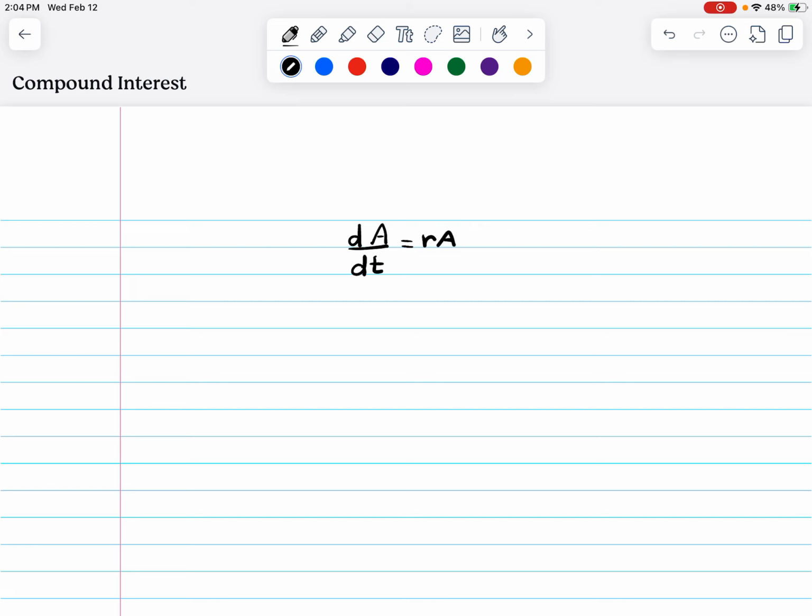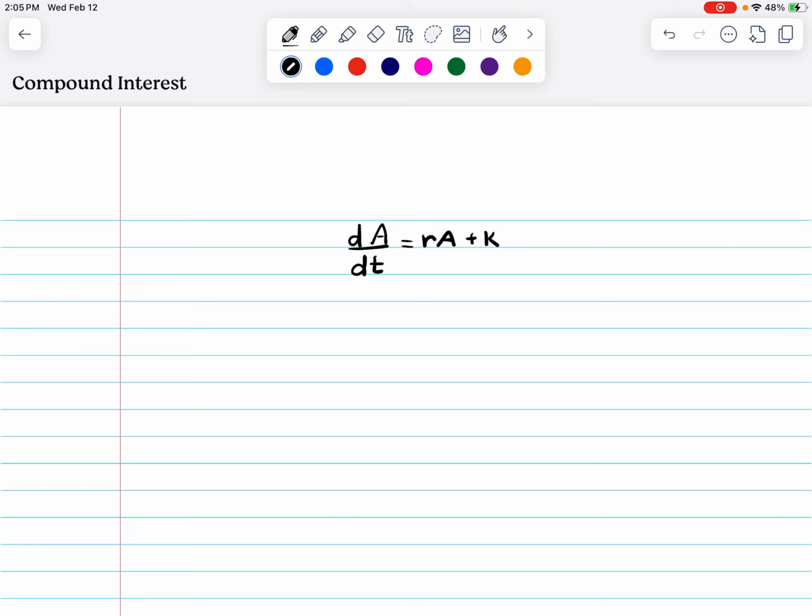Let's spice it up a bit. Let's suppose that every year you're going to add a certain amount of money into the account. Let's call that amount K. So now you see a slightly more complicated differential equation, but still a simple looking one. It says the rate at which the amount of money in the account changes is directly proportional to the interest rate times the amount of money you have in there, plus the amount of money you add on an annual basis. So we have this differential equation.